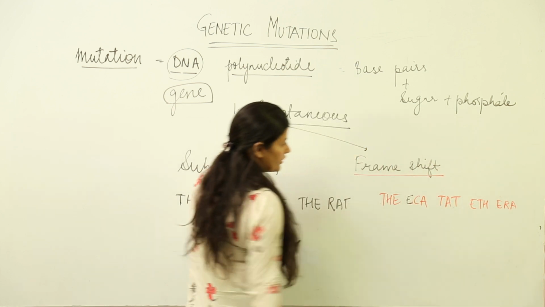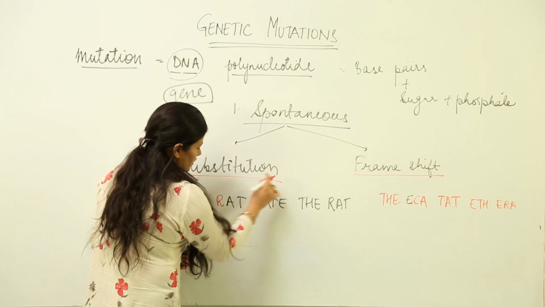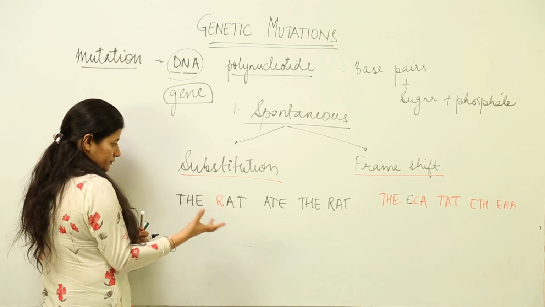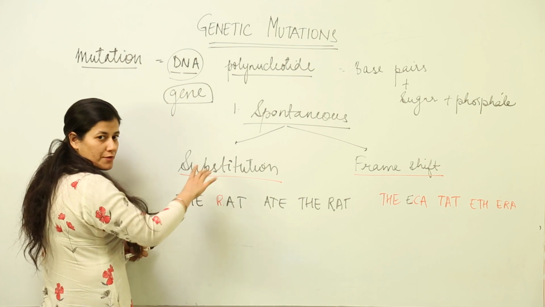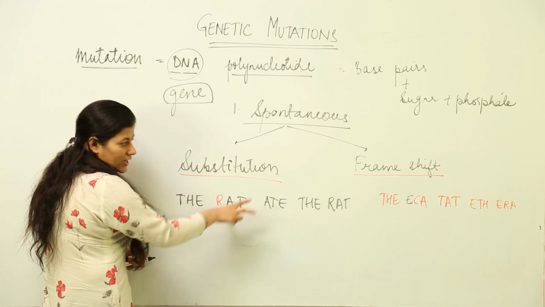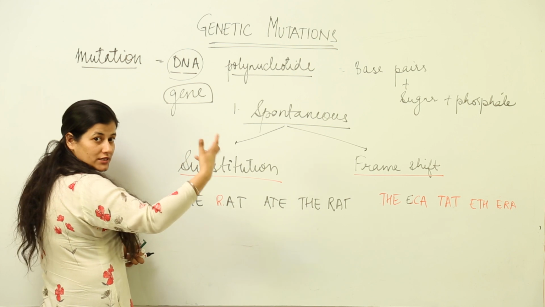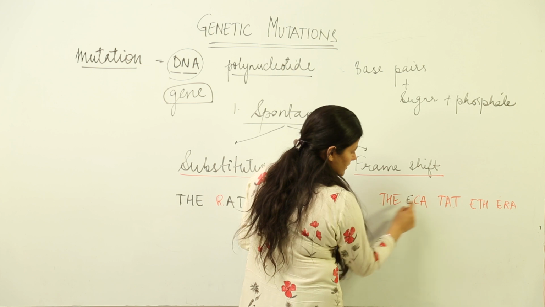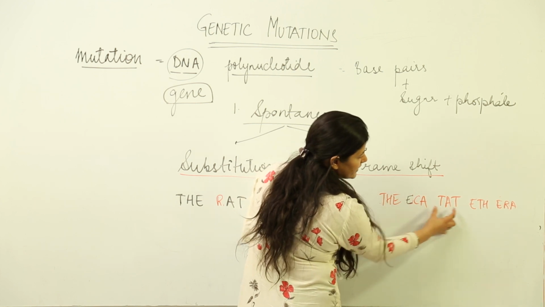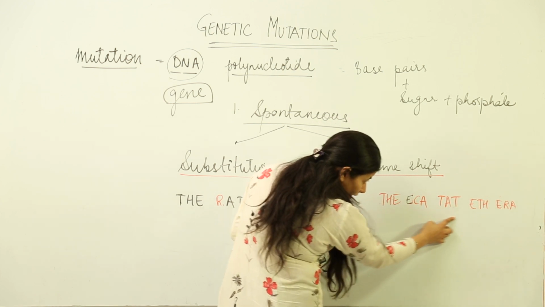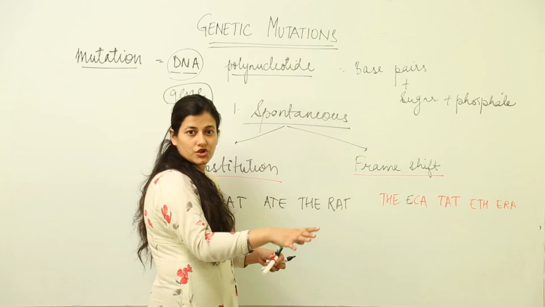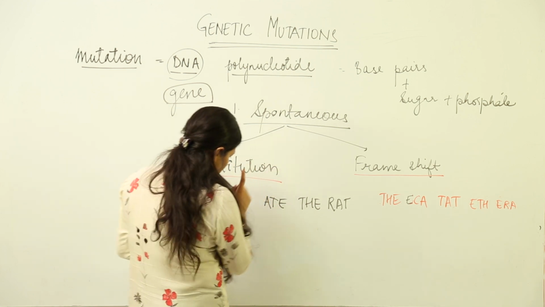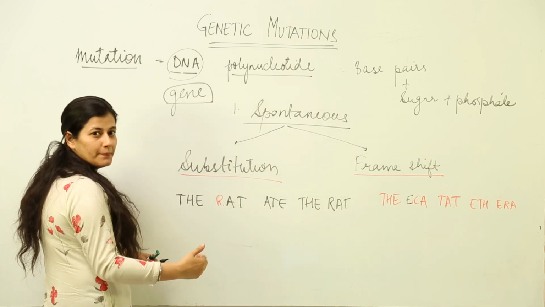This is the example of frameshift mutation, and this is substitution, when one particular alphabet has been replaced by another alphabet. In both the cases the entire meaning of the sentence is changing, but you can very well figure out that here the sentence remains the same. If you have to read it, the cat ate the rat, but the composition has changed, and this altogether is going to change what is to be formed. In this case also the outcome would be different.